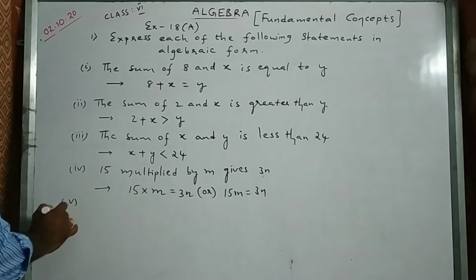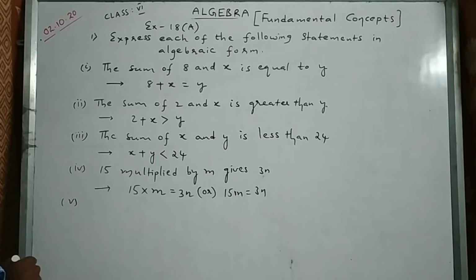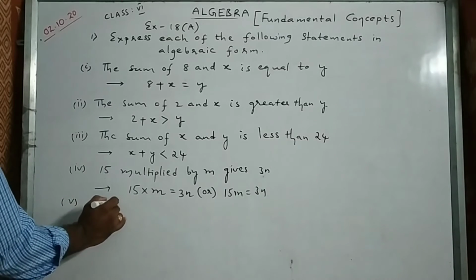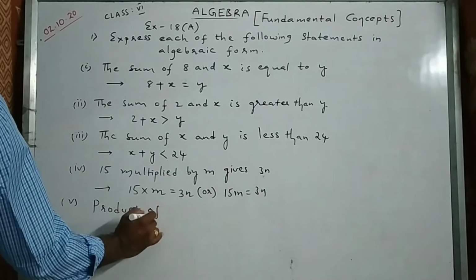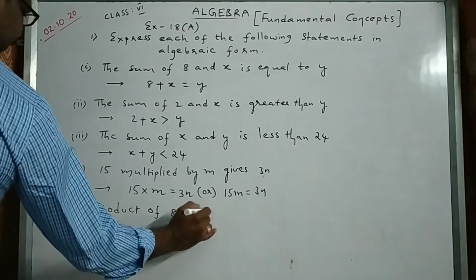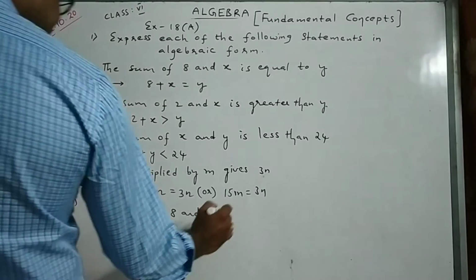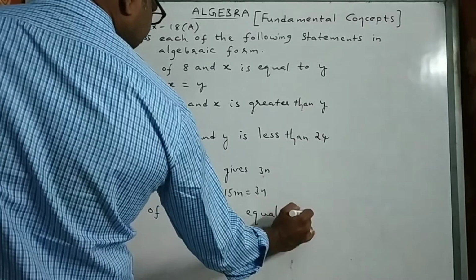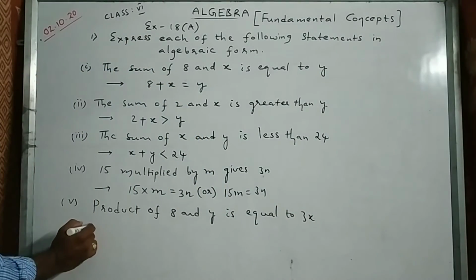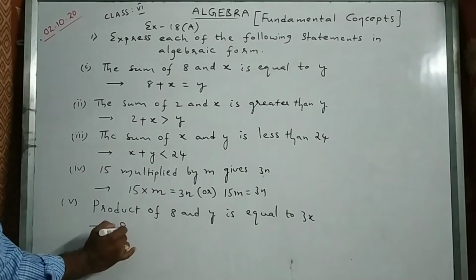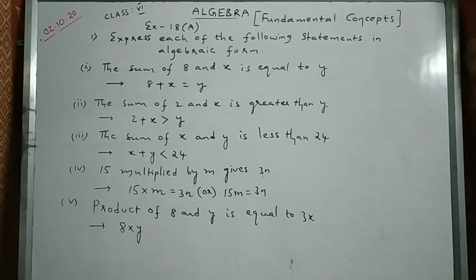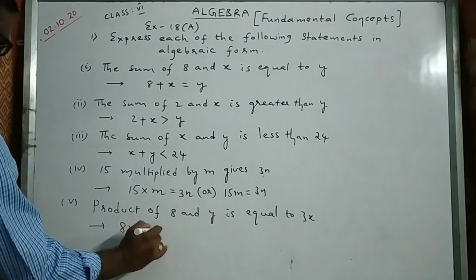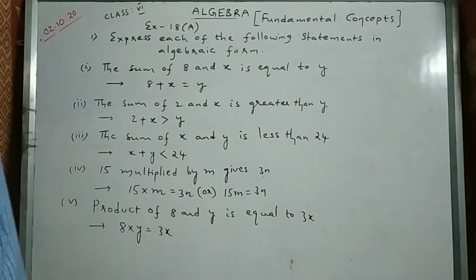Fifth one. Product of 8 and y is equal to 3x. So how do we write this? Product of 8 and y means 8 into y. Product also means multiplication, both are the same. 8 into y is equal to 3x. Okay.